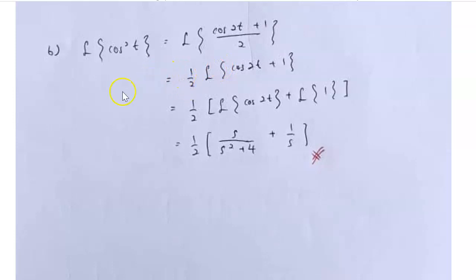Okay, so Laplace of cos squared 2t. Using the identity of trigonometry, cos squared t equals (cos 2t plus 1) over 2. So we factor out 1 over 2, then only cos 2t plus 1 is left. So we separate it: Laplace of cos 2t and Laplace of 1. Laplace of cos 2t is s over s squared plus 2 squared, and Laplace of 1 is 1 over s.